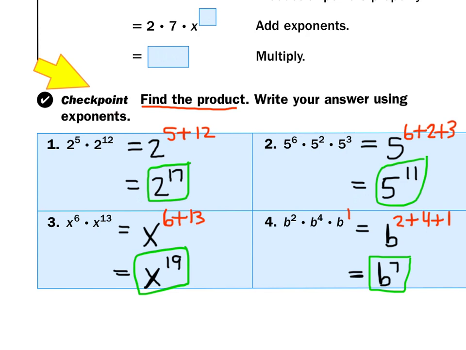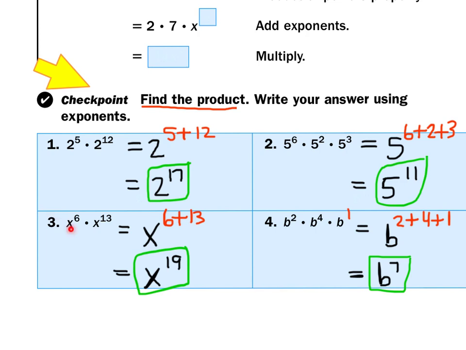Okay, so look at the checkpoint. Find the product, write your answer using exponents. So number 1, 2 to the 5th power times 2 to the 12th power. Well, the bases match, so I copied the 2, and then I just added the exponents, 5 plus 12. So that gave me 2 to the 17th power. Take a look at number 2. 5 to the 6th power times 5 to the second power times 5 to the third power. Well, the bases match, so I copy the base, and then I just added the powers, 6 plus 2 plus 3. So that gave me 5 to the 11th power.